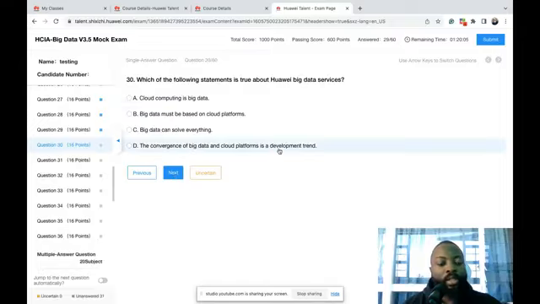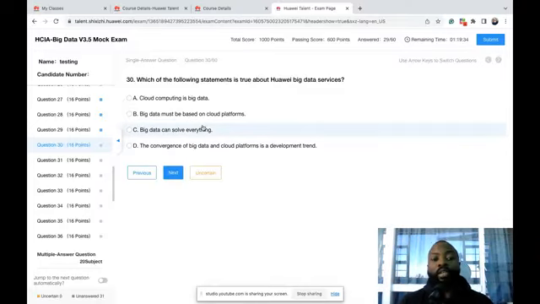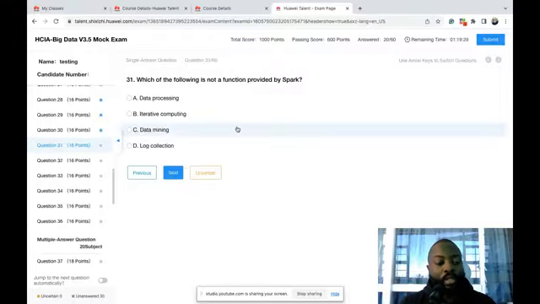And then, which of the following statements is true about Huawei Big Data Service? So these are the options. Let's see. Cloud computing is big data. Big data must be based on the convergence of data and cloud. Yeah, I think this is a bit tricky. No, cloud computing is not big data. Big data must not be based on that. So big data cannot solve everything. So the only option left will be option D.